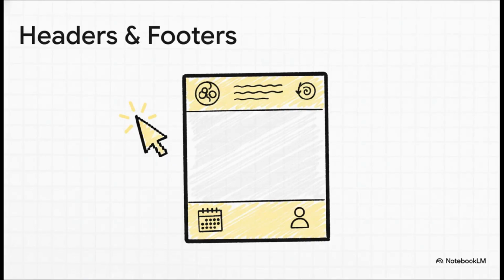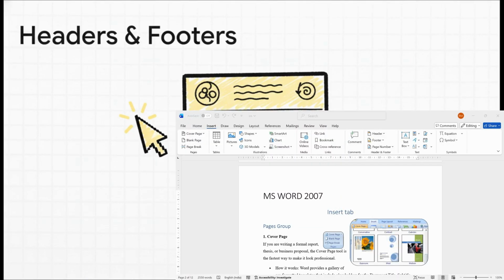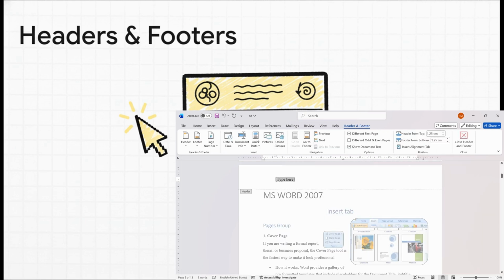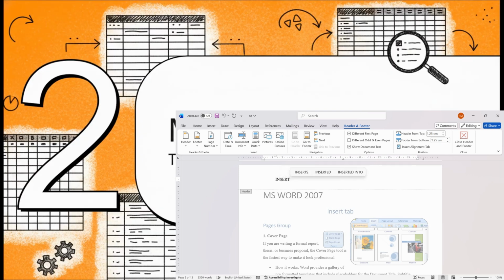Now, headers and footers, these are an incredibly simple way to make your documents look polished and consistent. They let you repeat information, like page numbers, document titles, or even your company logo, at the top or bottom of every single page. And Word gives you a bunch of pre-designed styles to get you started. Here's the best part, though. To edit them, just double-click in the top or bottom margin of any page. Super quick.